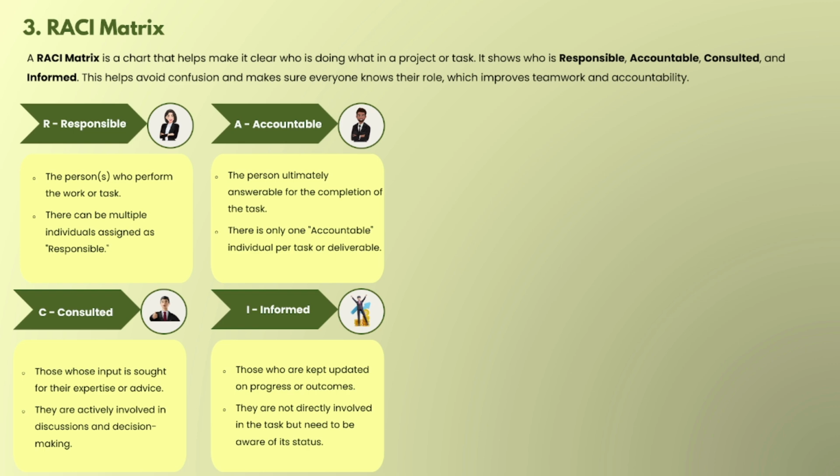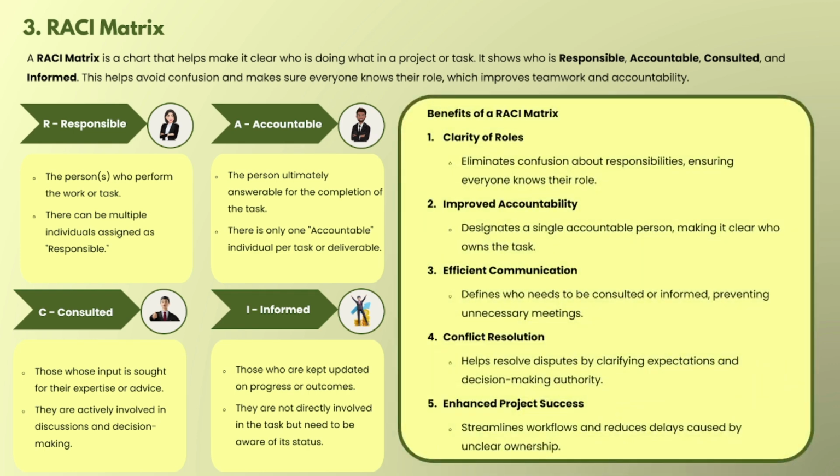Now let's check the benefits of the RACI matrix. First, clarity of roles. The RACI matrix helps to eliminate confusion about responsibilities, ensuring everyone knows their role. Next is improved accountability. The RACI matrix designates a single accountable person, making it clear who owns the task. It means we are very clear about whom we need to report to and who is accountable for the task. Then third is efficient communication. The RACI matrix helps define who needs to be consulted or informed, which prevents unnecessary meetings.